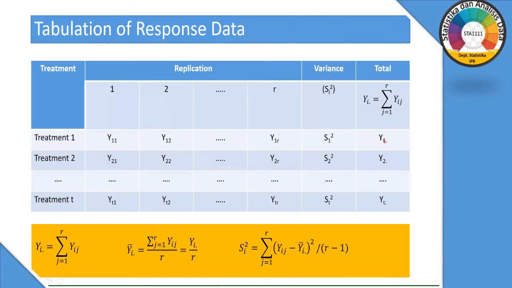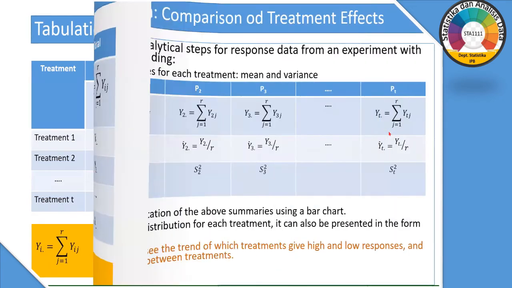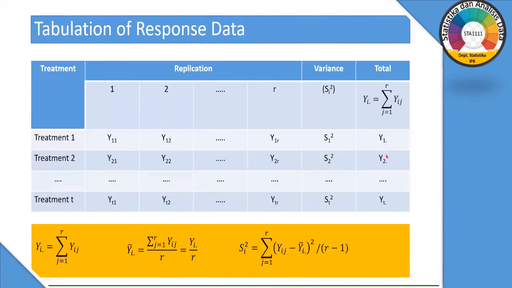So we call it Y1 dot. Here, sorry. The second one is Y2 dot, which is the summation of this, and so on. And you can, of course, make this kind of summary.